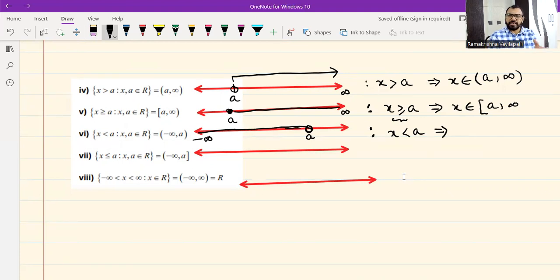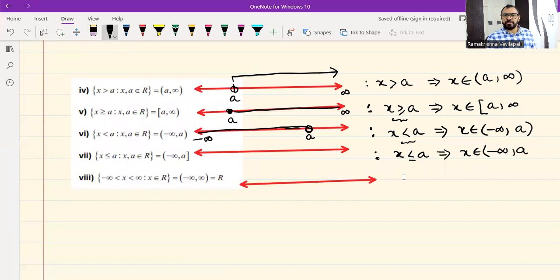See, easily you can observe from this diagram. So x belongs to minus infinity to A. Here A is open because strict inequality is there. And minus infinity is also not a number. It is a symbol to represent the least value on the real line. And x less than or equal to A is represented the same as before. X belongs to minus infinity to A, closed, of course, because here x is less than or equal to A.